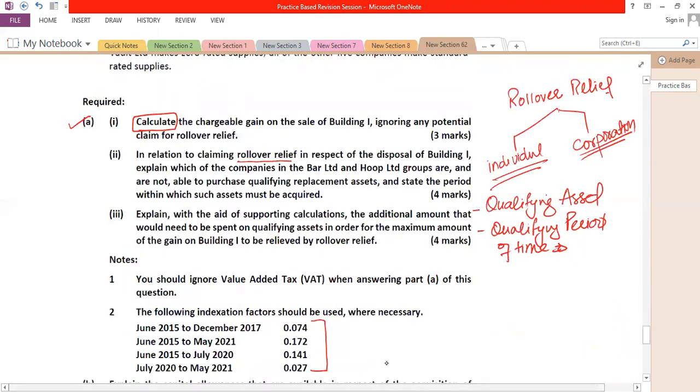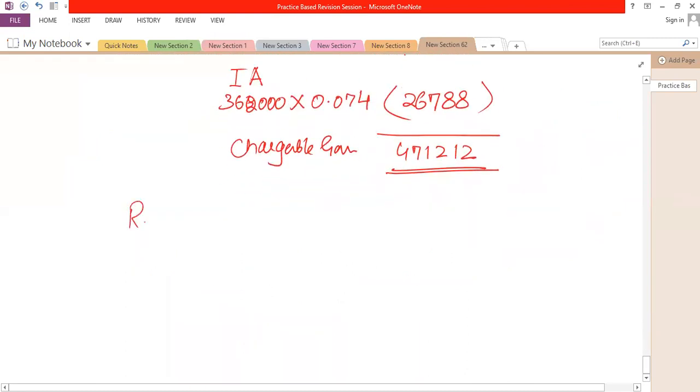Another thing is the date. So what is the date of acquiring the asset? For rollover, remember the date: 1 year before and 3 years after, right? So let me write some theory, rollover relief.